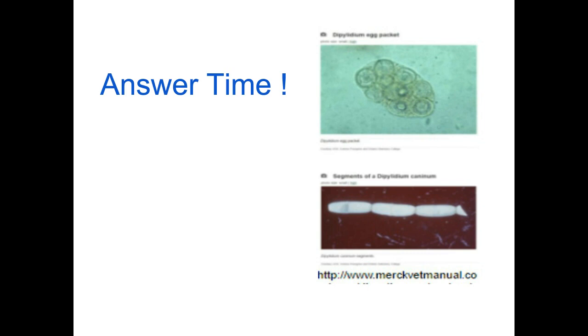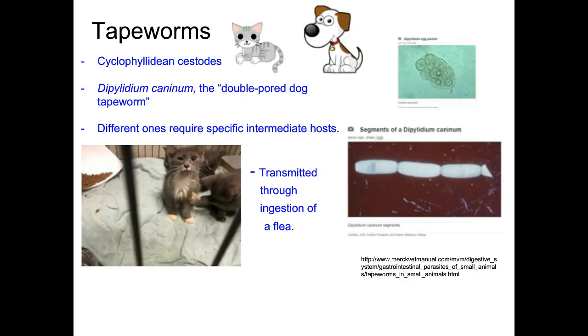This one's sometimes hard to see, and we don't often see it on the microscope, but that was a tapeworm. That is a double-pored dog tapeworm, which is Dipylidium caninum. There are a bunch of different tapeworms, but the one we most commonly see is the common tapeworm, this Dipylidium caninum. It's transmitted through the ingestion of a flea, so it's not fecal-oral. It's only ingestion of a flea. You cannot get it by eating contaminated feces.